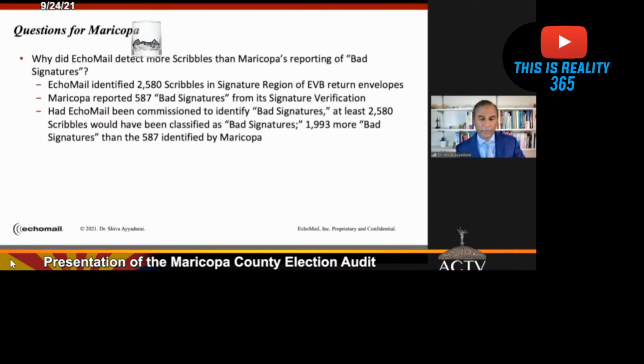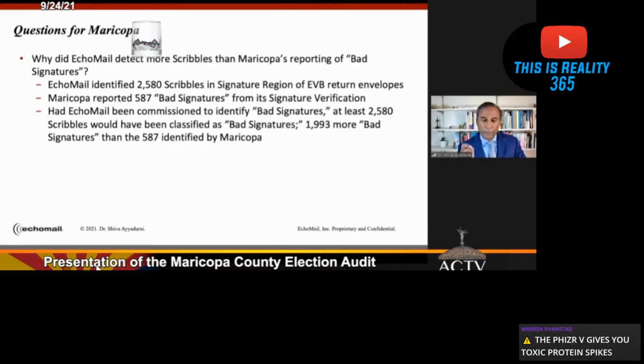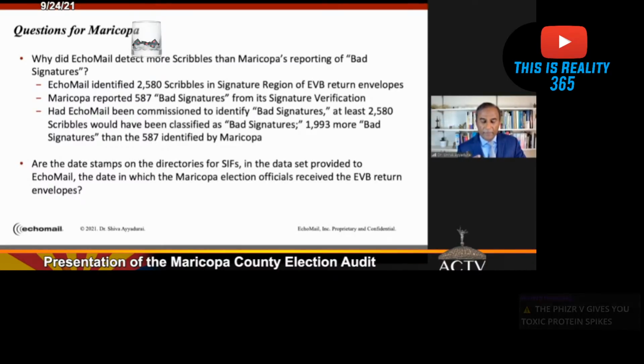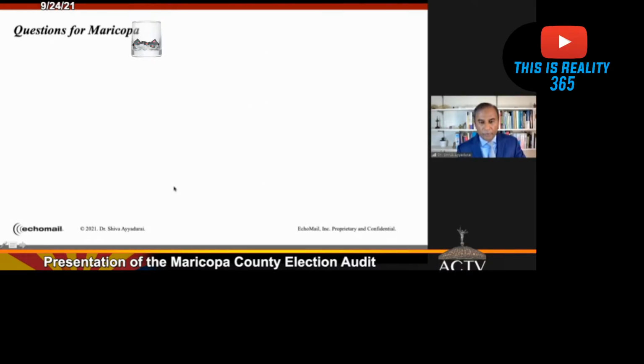Again, this comes to the point which I probably emphasized enough here, but if our scribbles at less than 1%, 0.1 to 1% pixel density were considered bad signatures, that is significantly more, 3 to 4 times more than Maricopa's 587 bad signatures. And the other question are the date stamps and the directories that we have, the date on which the EVB return envelopes were received by Maricopa officials. We have assumed that when we did our time temporal charts.